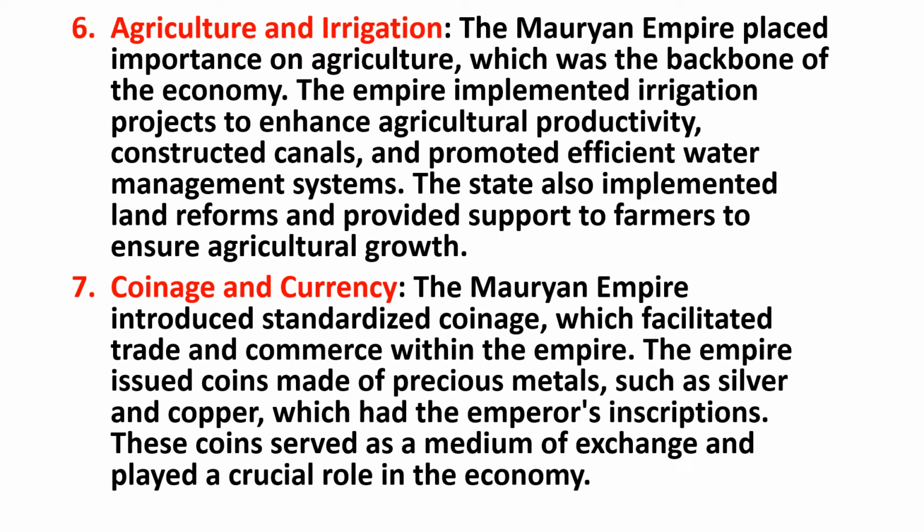Seventh one, coinage and currency. The Mauryan Empire introduced standardized coinage which facilitated trade and commerce within the empire. The empire issued coins made of precious metals such as silver and copper, which had the empire's inscriptions. These coins served as a medium of exchange and played a crucial role in the economy.